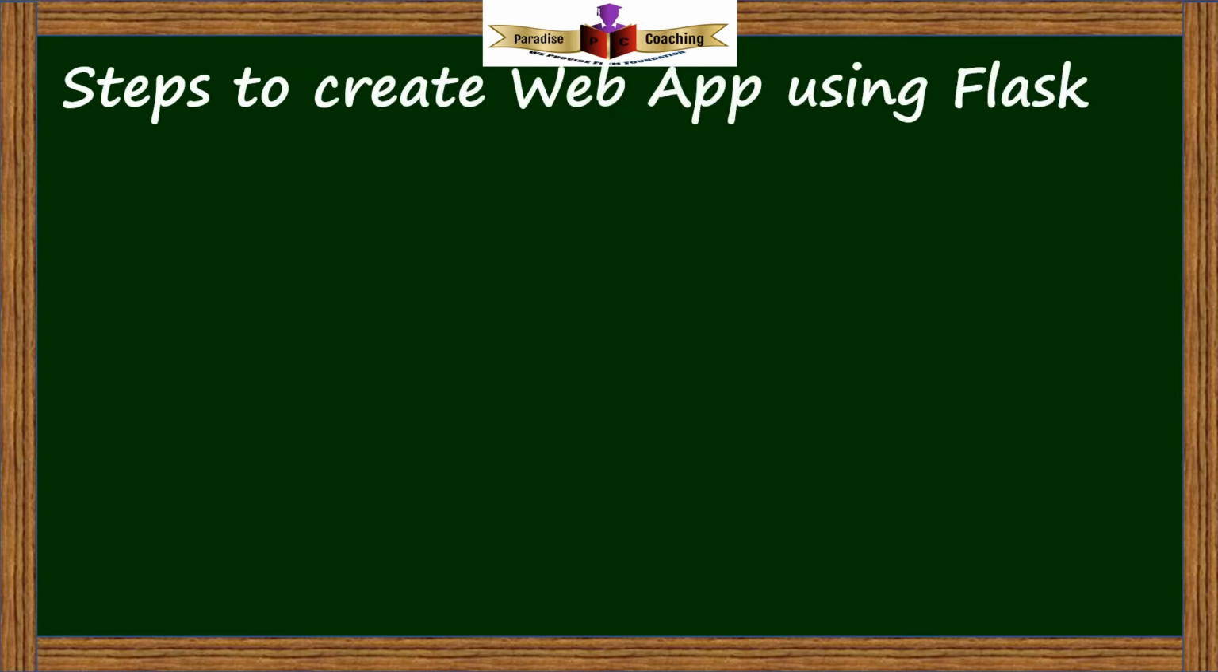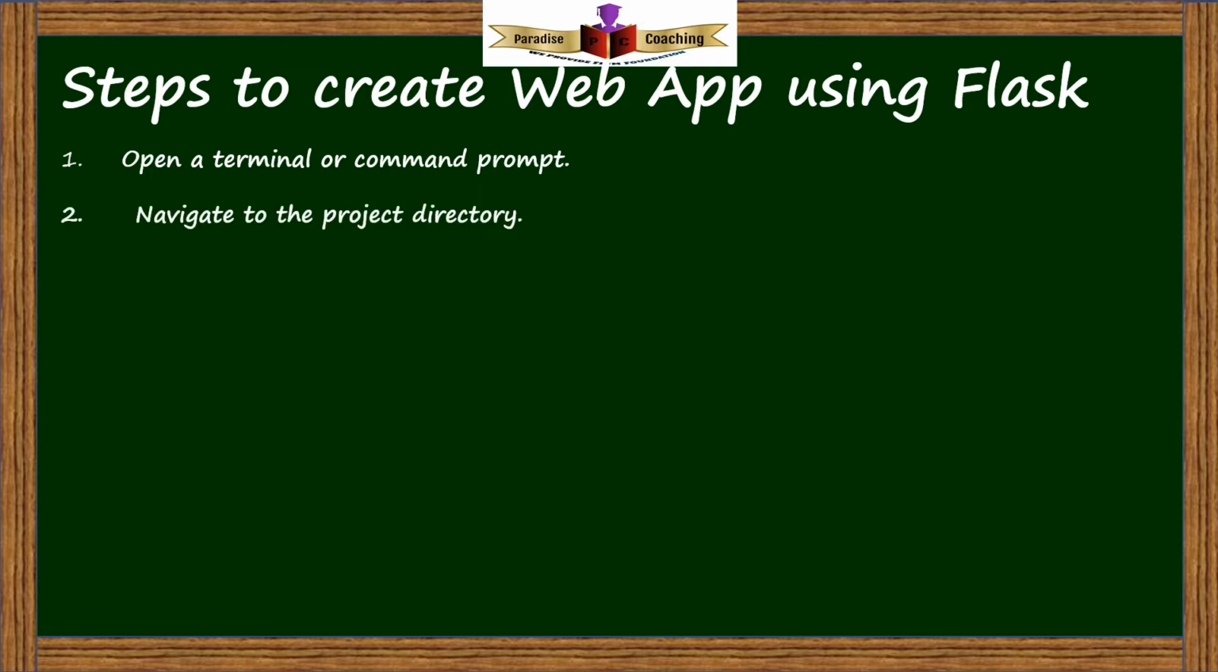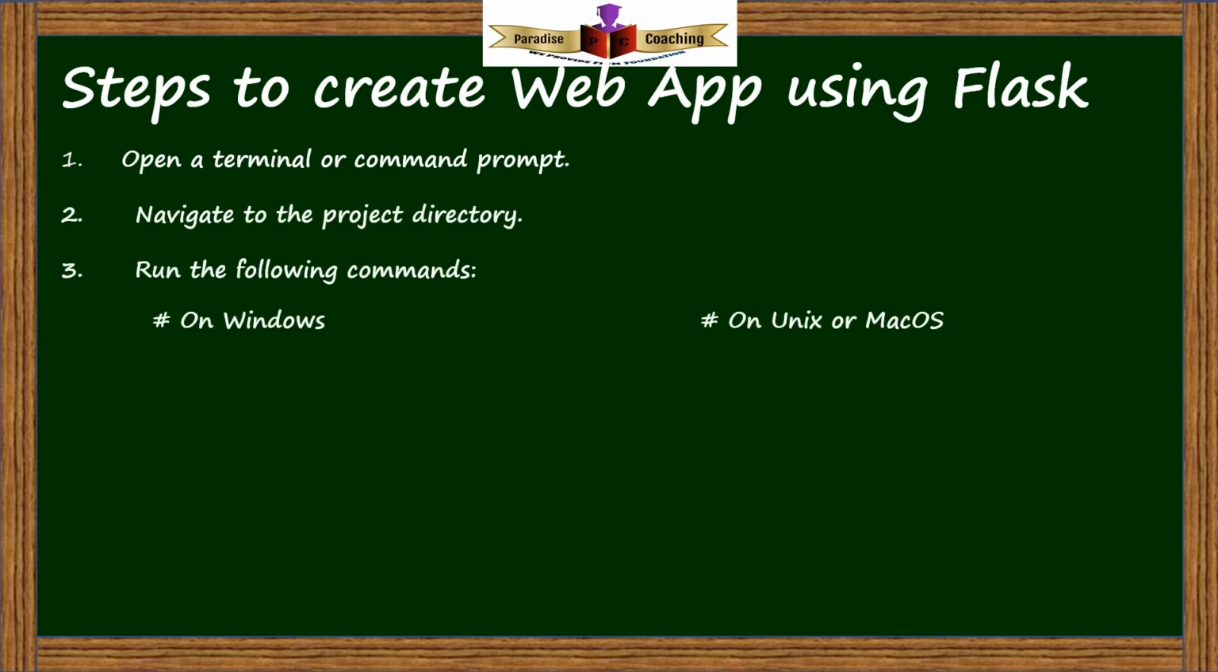Steps to create a web app using Flask. 1. Open a terminal or command prompt. 2. Navigate to the project directory. 3. Run the command to set up the virtual environment. 4. Activate the virtual environment. 5. Install Flask and other dependencies.